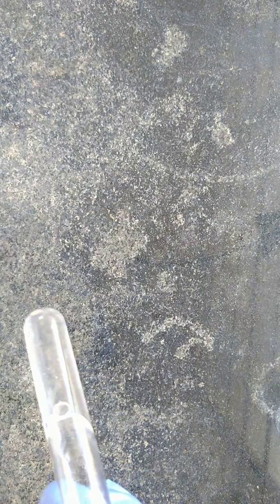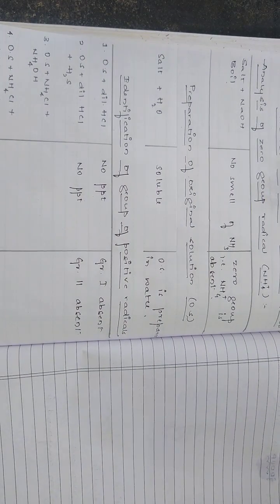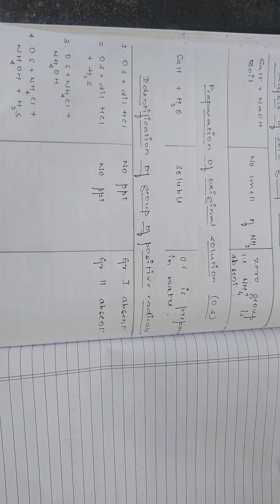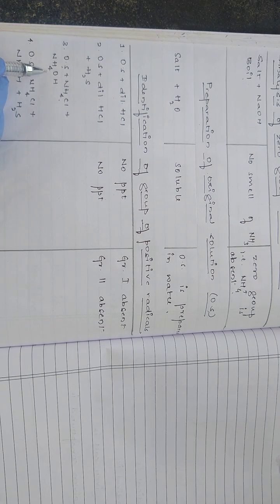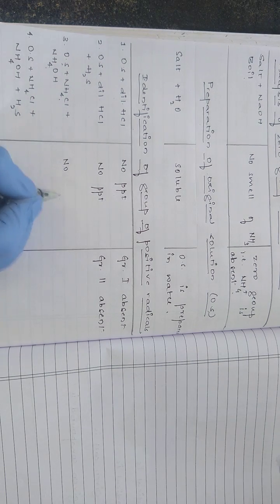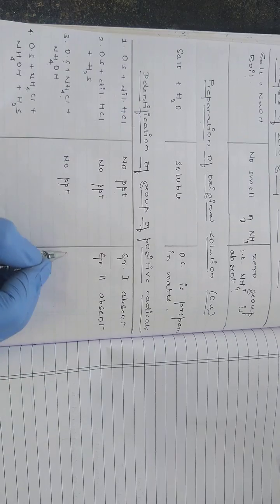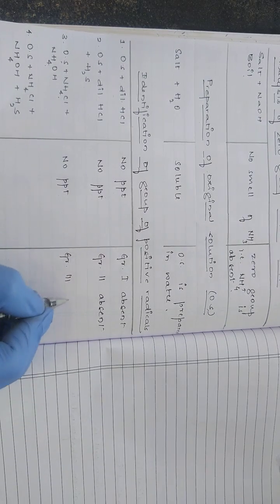After adding the ammonium hydroxide, you can see that there is no precipitate, either white precipitate or brown precipitate. So group 3 is absent. So let us write it down in the notebook. OS plus ammonium chloride plus ammonium hydroxide, no precipitate. So group 3 is absent.